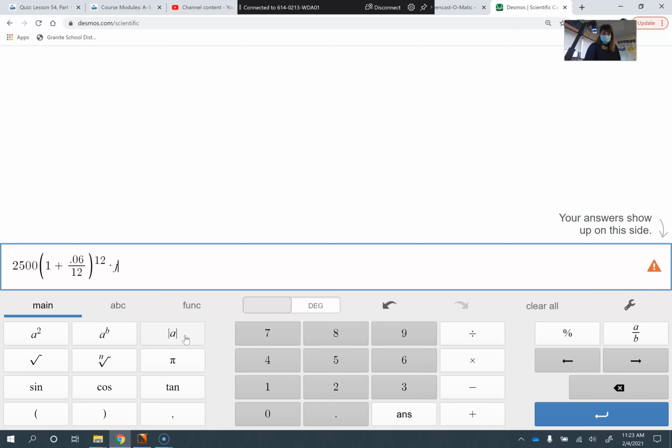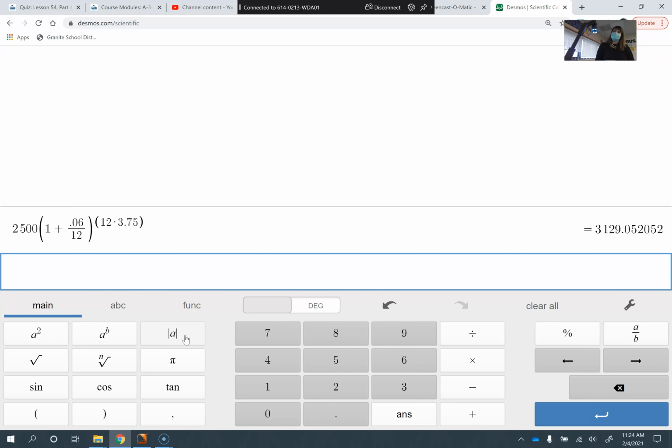times. Do you see how it kicks me out of the exponent? So to get around that, you have to use another parenthesis. So I'm going to put that on my notes. To get around that in Desmos, you have to put on another set of parentheses. So now it should let us type in 12 times 3.75. And it gives you your answer. You don't even have to press enter to get your answer. I'll press enter just so I can keep a running track.